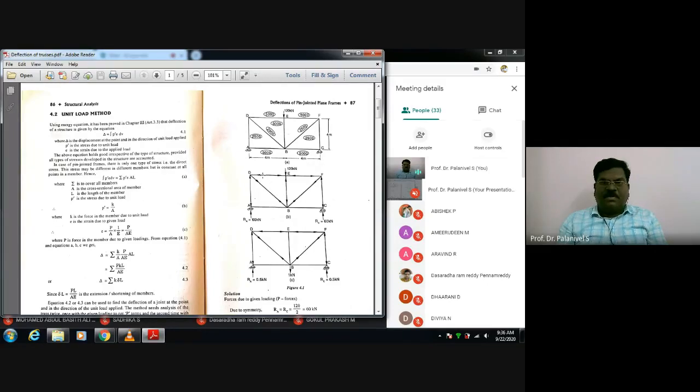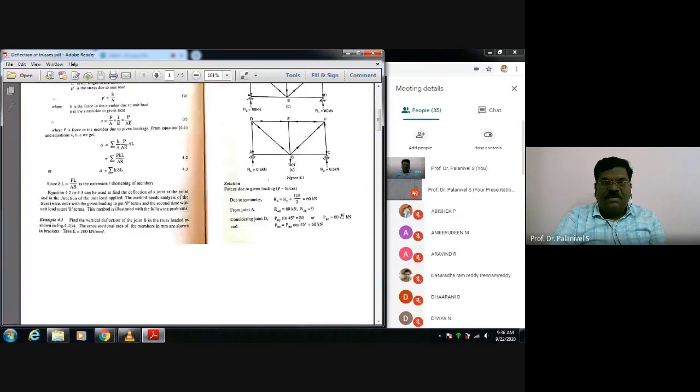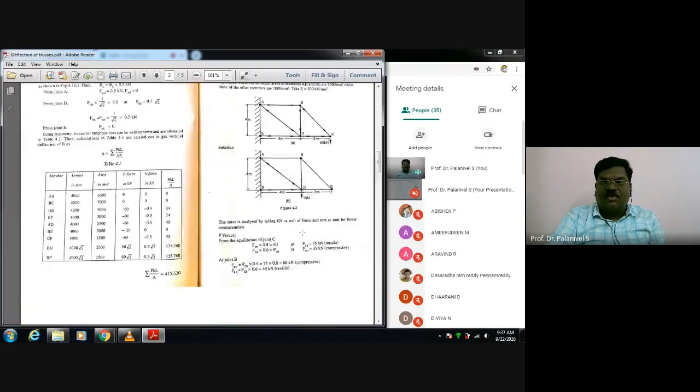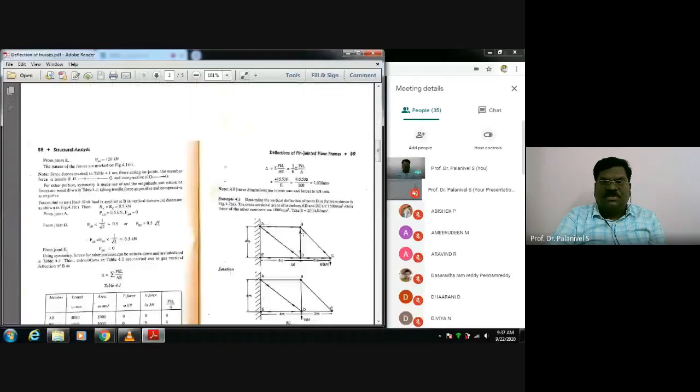So what I have decided, since the majority of you are below average students, most of you might have forgotten the method of joints which you studied in the last semester. So today I want to teach you method of joints once again, how to analyze a truss by method of joints, because it is the wish of the majority of students. Because most of you are below average, I feel it is better to review the method of joints once.